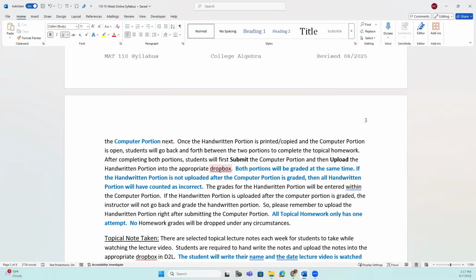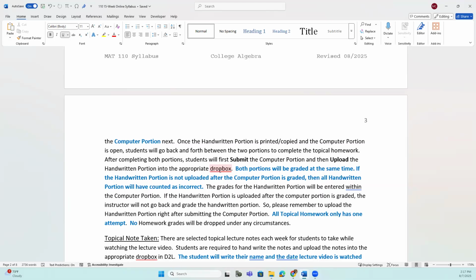So I will start grading every Monday. There's really no point for a student to submit the computer portion when they're not uploading the handwritten portion, because what counts for attendance every week is the notes taken. I've seen a lot of students do that.